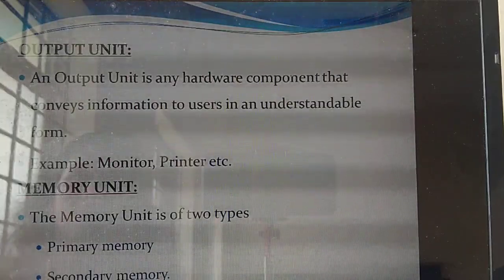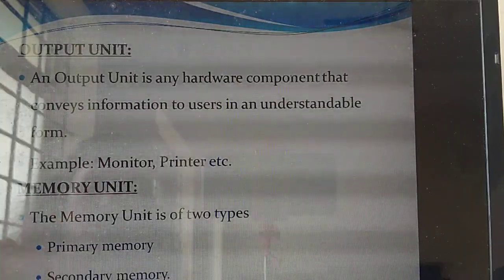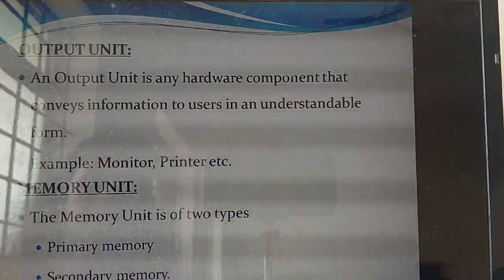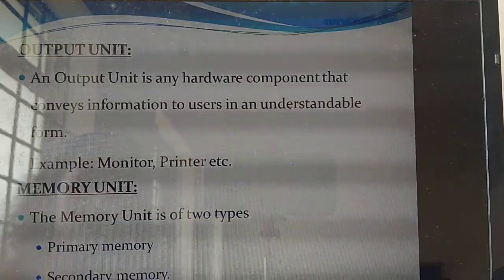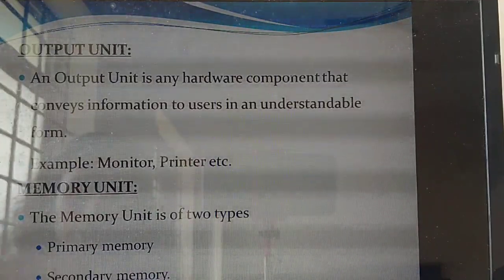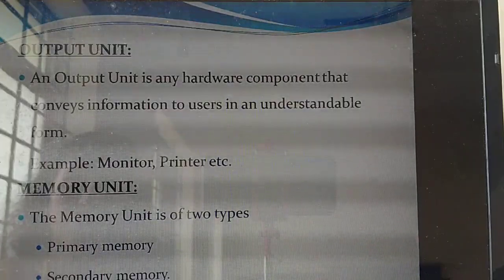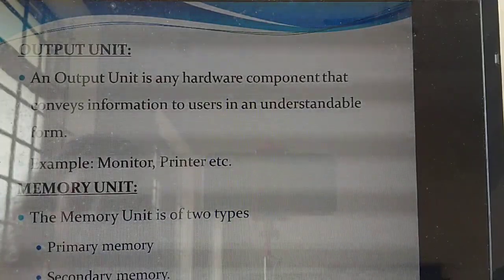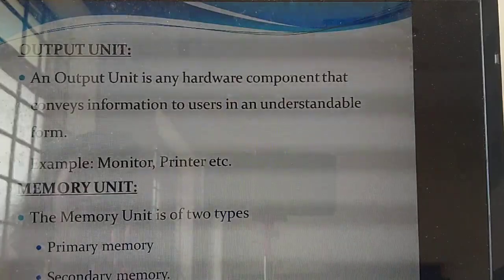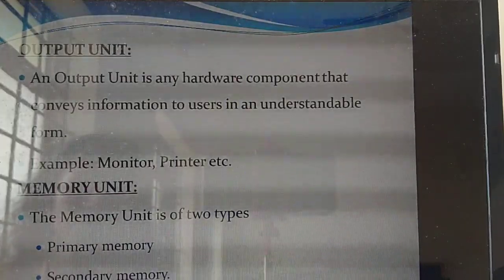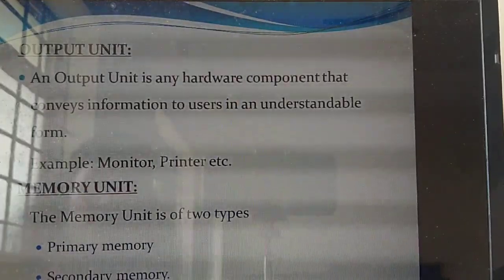Yes. So what's the output unit? The output unit is a hardware component. It will convey the information to users in an understandable form. What are the things you are expecting? As a human, you will get the output in an understandable form. Understand? So what are the examples here? Monitor and printer they have given. The next thing is the memory unit.